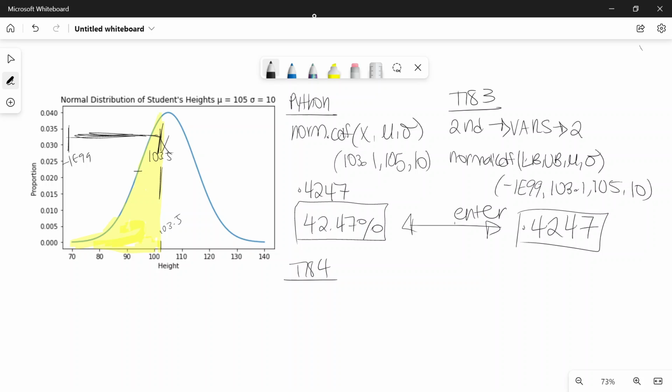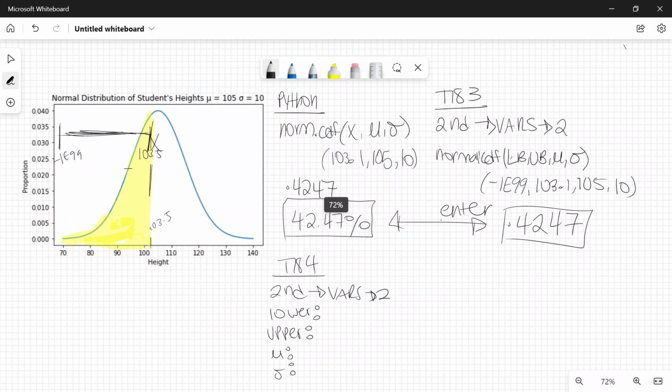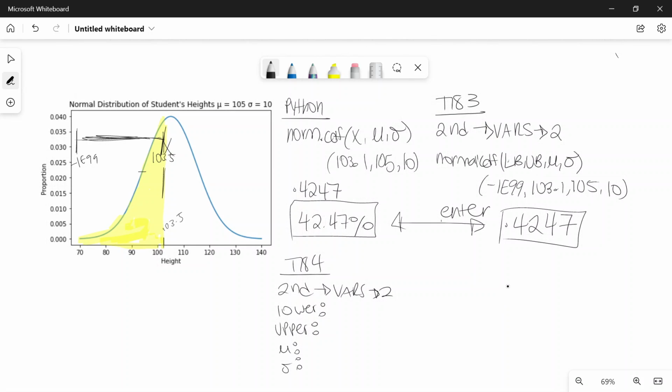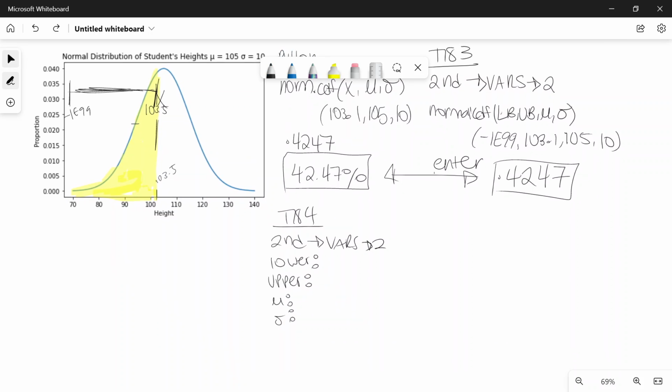So it's the same thing. You go to second vars 2, and then it literally gives you options. So lower, upper, and then it does mu and sigma, and then there's a paste thing. I don't have a TI-84, I just remember. I used to borrow my stats teacher's calculator because I didn't have a TI-84, and I kind of just remembered.